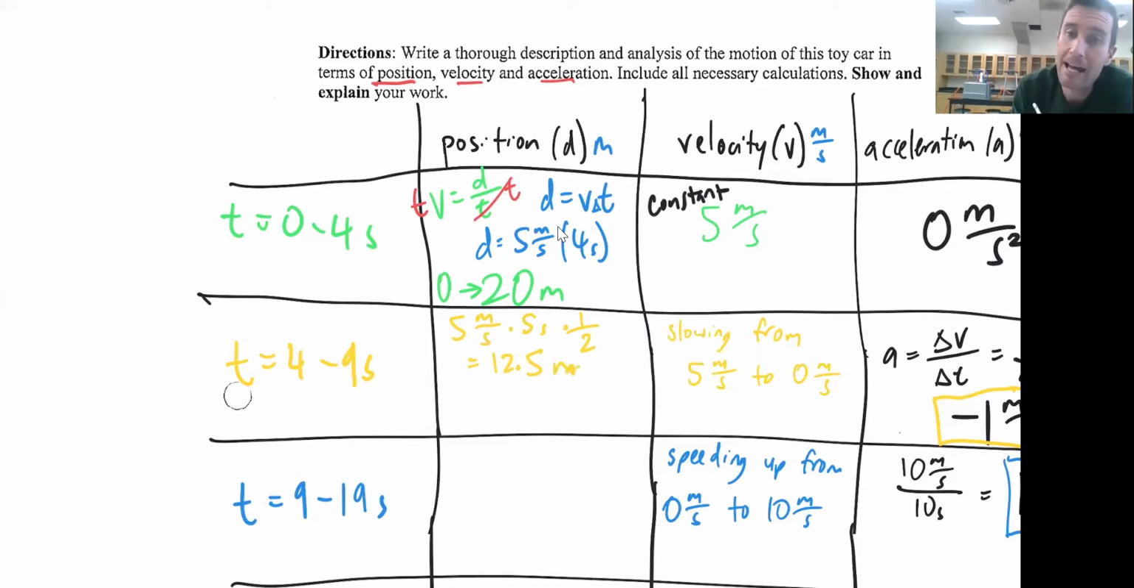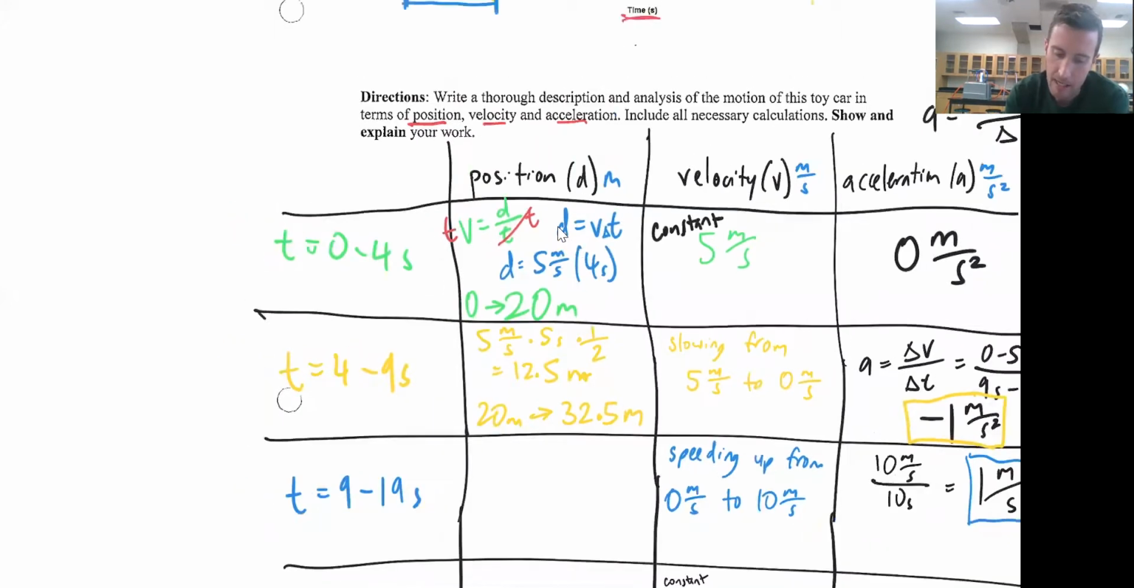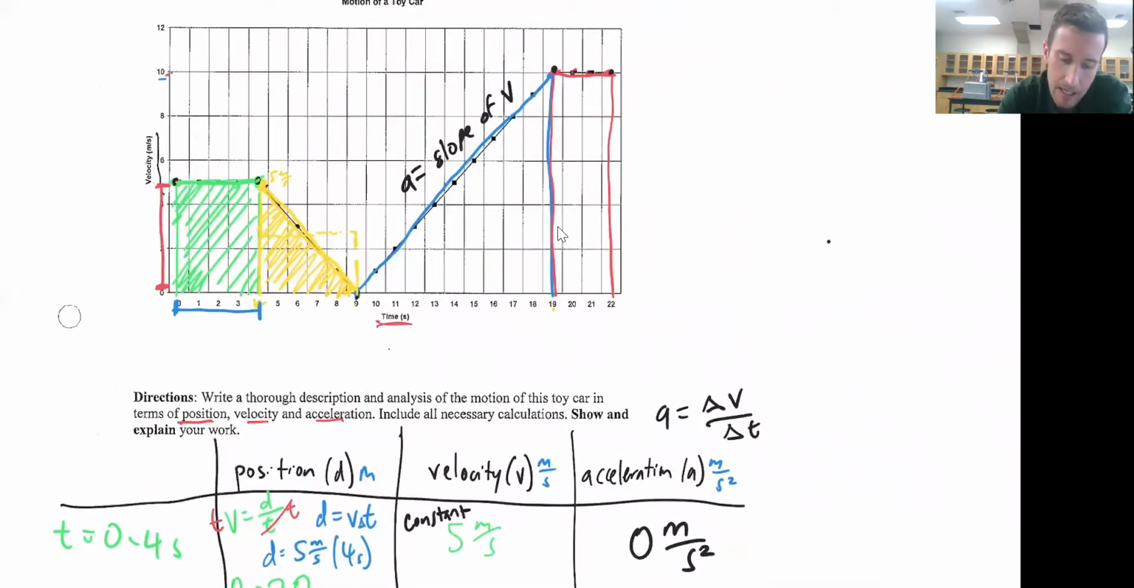Since I was already at 20 meters, that would take me from 20 meters to 32.5 meters, right? That's my new position. 20 plus 12.5 is 32.5. All right, now I can do the same thing for the next set, the position from 9 to 19. So from 9 to 19, now I'm taking the area under the graph of that triangle.